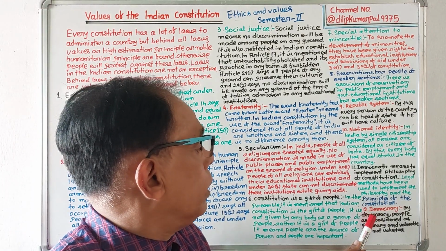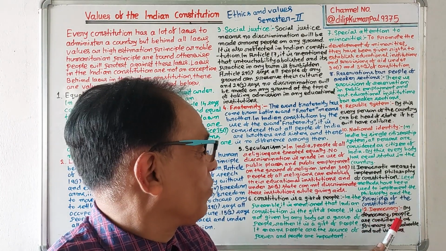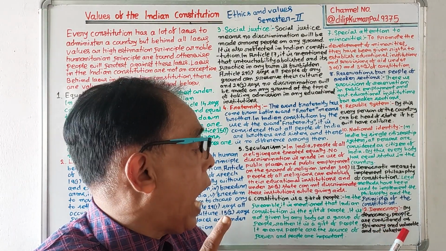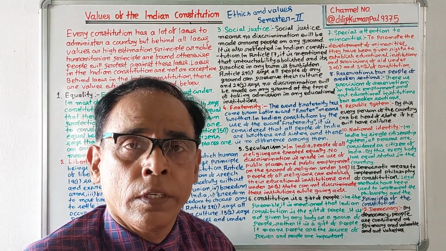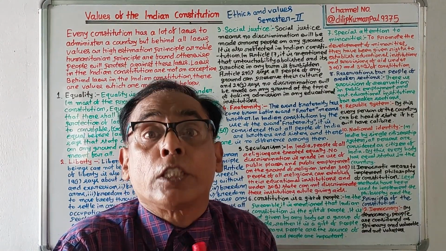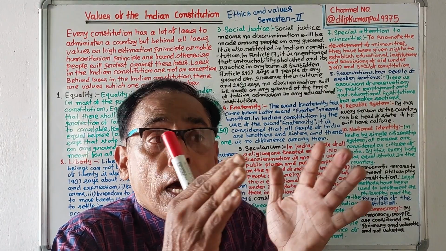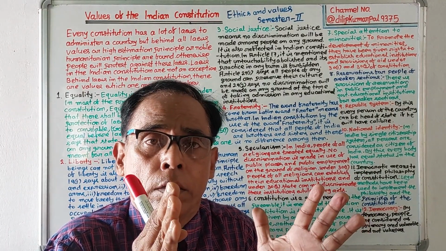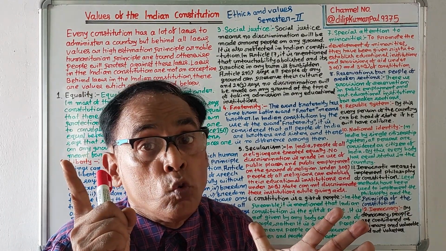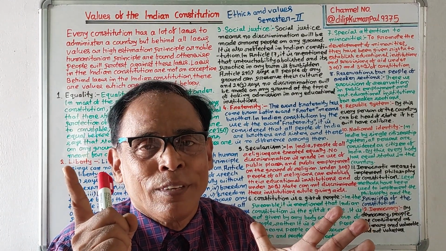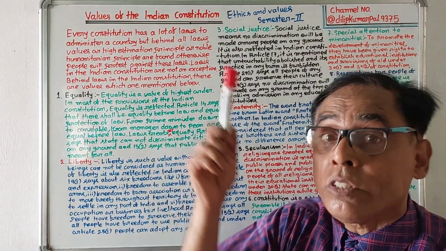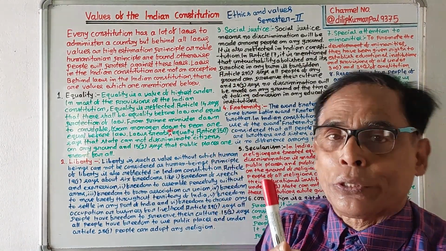Finally, democracy. By democracy, people are considered primary and valuable, not valueless. Another principle of the Indian Constitution is democracy. As in India, democracy is found. People are valuable. People are the source of power. They are not valueless. So, in this video, we have discussed the values of the Indian Constitution.